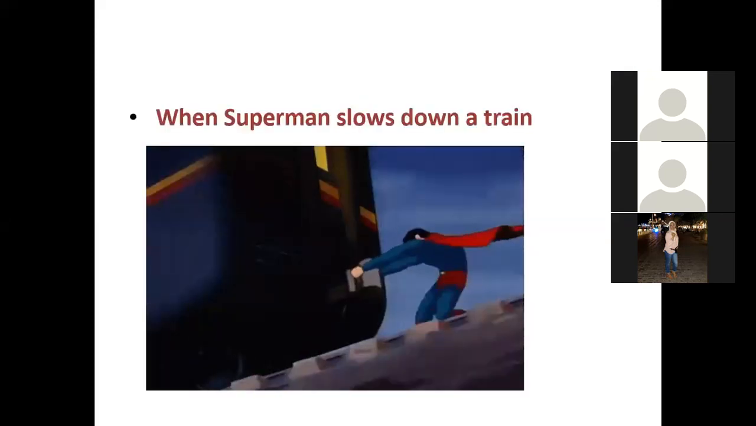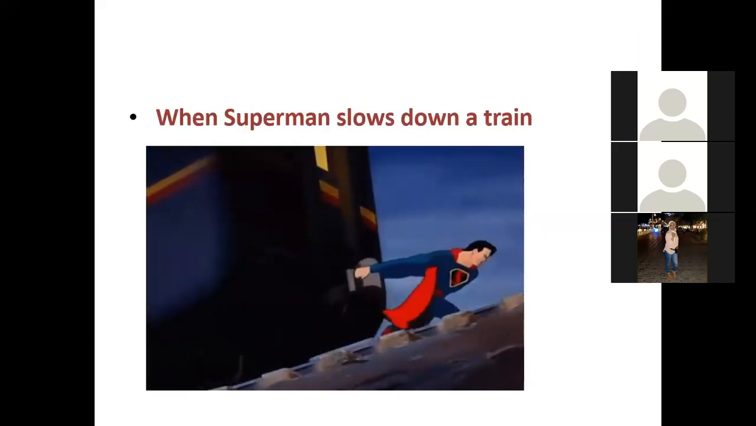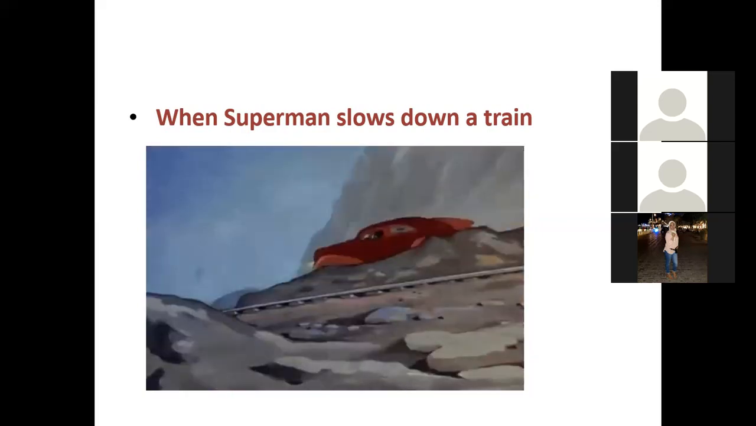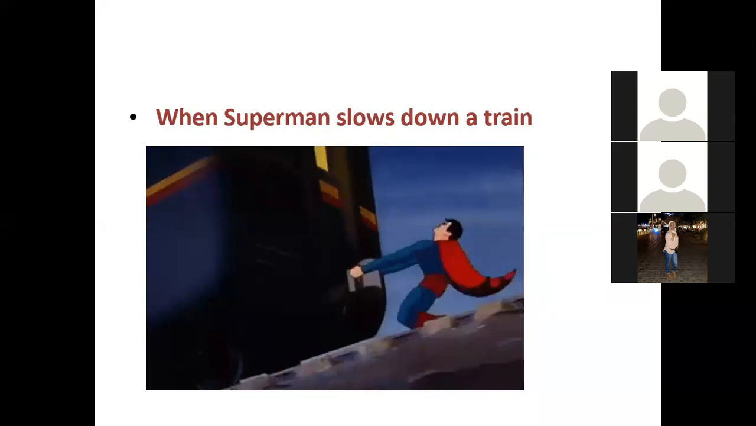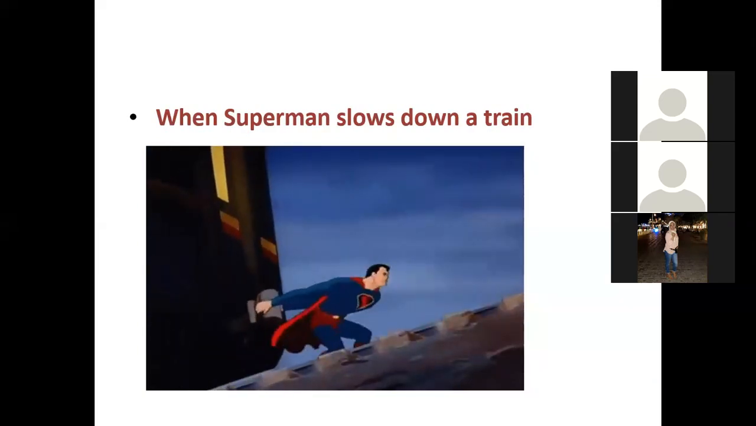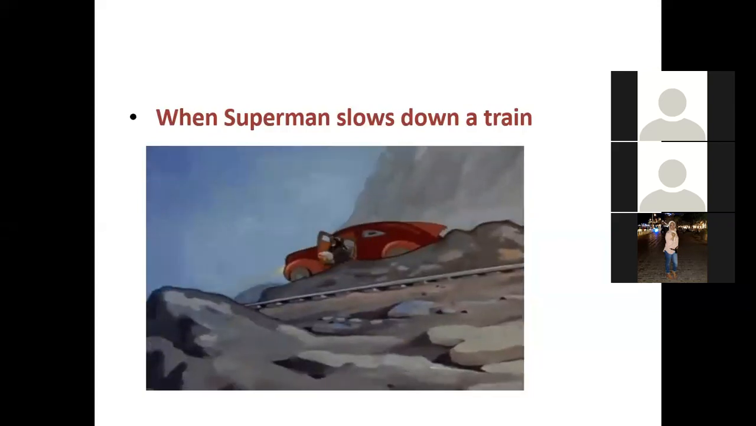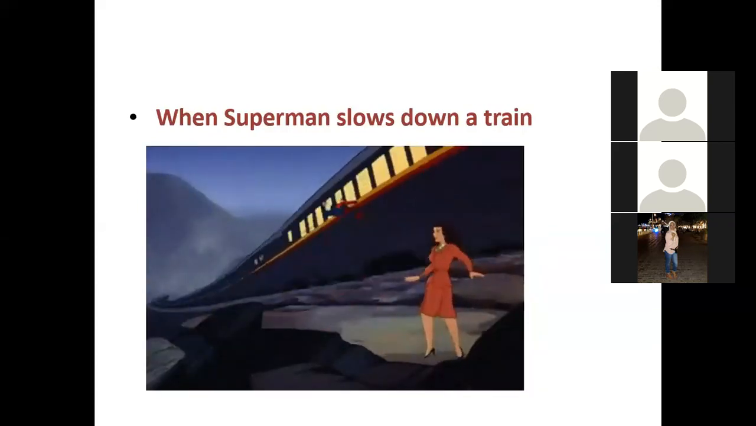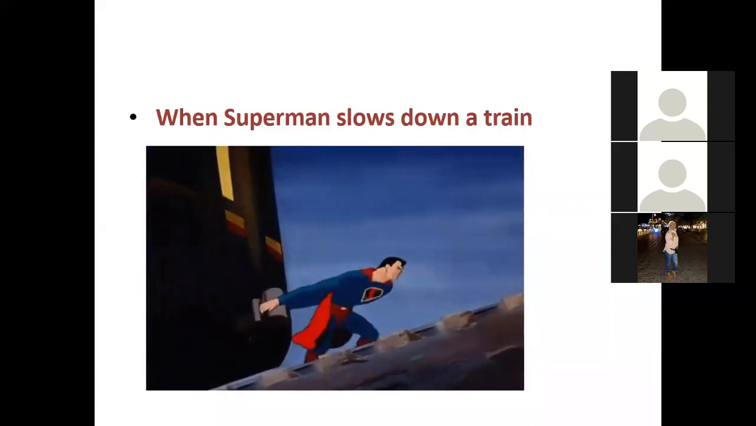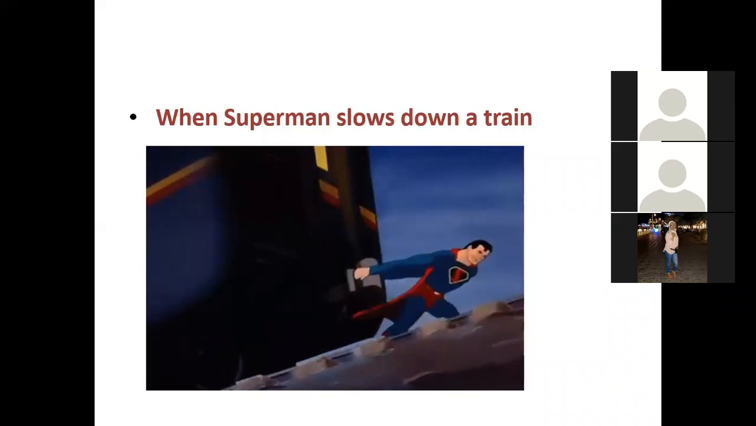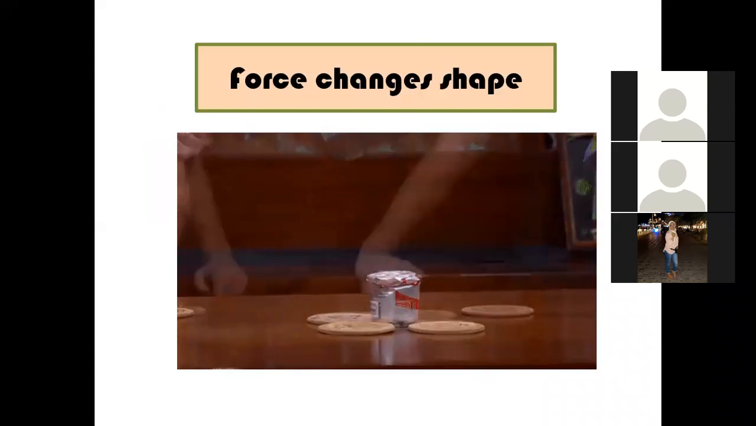Here, for example, you have Superman. He saw a speeding train that is going to fall off the cliff. So what did he do? He went and he pulled the train to slow it down. So he applied a force on the train to make it slow down. So the fourth thing that you can use force for is that you want to change the speed of an object, whether by slowing this object down or speeding it up. Is it clear?